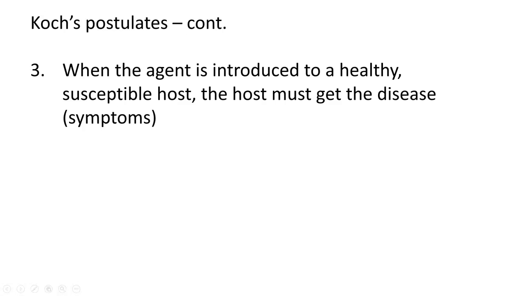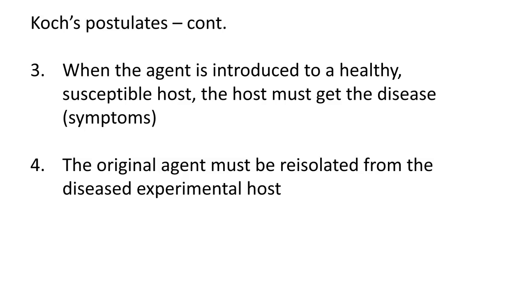The third postulate says, when the agent is introduced into a healthy susceptible host, the host must get the disease. We then take that material, which is pure, and we apply it back on the host. The host will then develop symptoms out of this. Therefore, we are looking at being able to close the loop and say, hey, this particular material caused that particular disease. Robert Koch came up with these three parts.